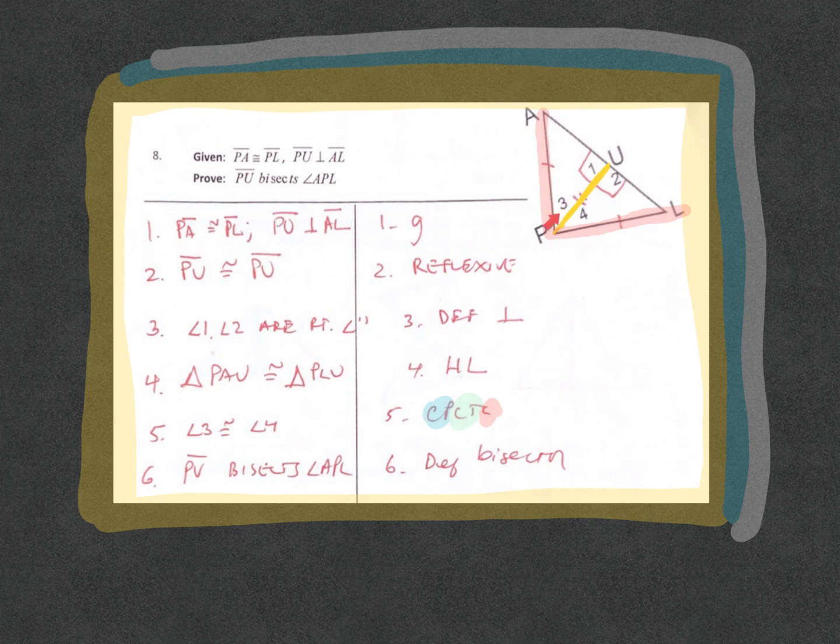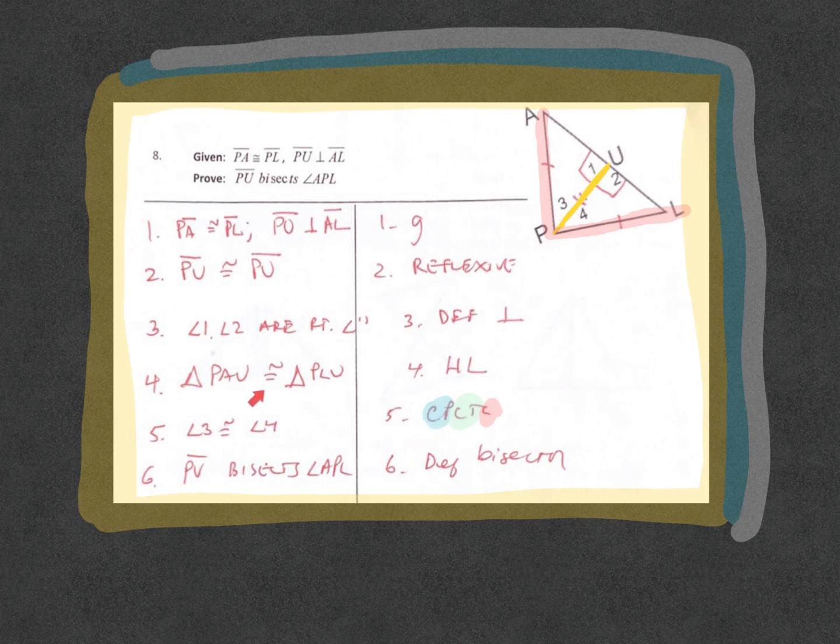And they said, well, 3 is really angle APU. And APU is middle letter, first, third. APU is middle, first, third. That corresponds to middle, first, third, which is LPU. LPU is also angle 4. So these angles are congruent because they're corresponding parts.